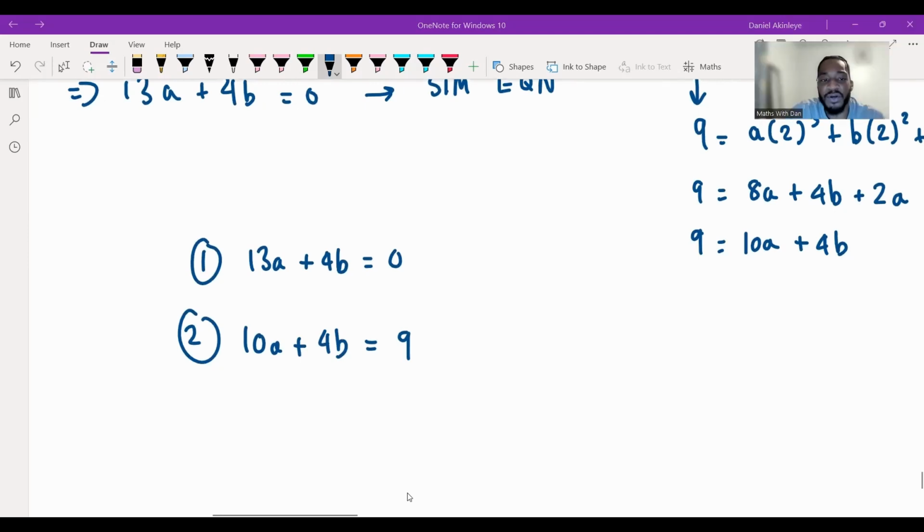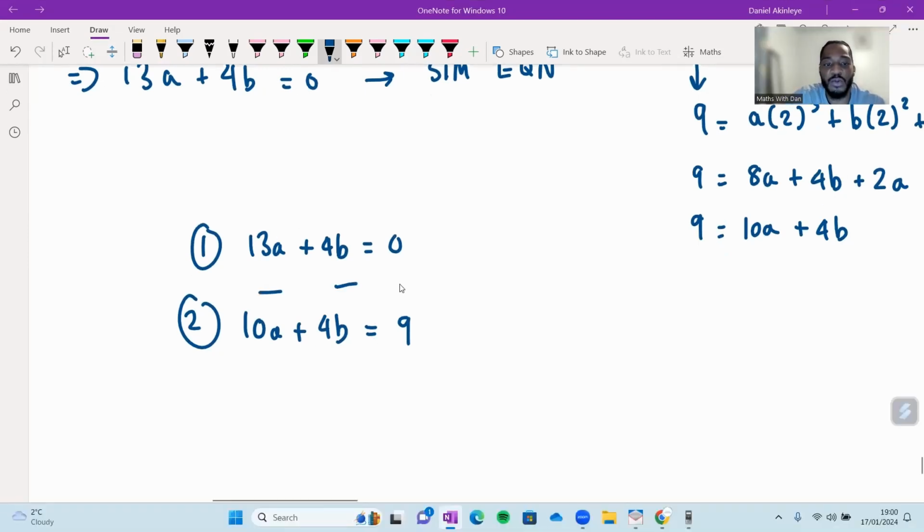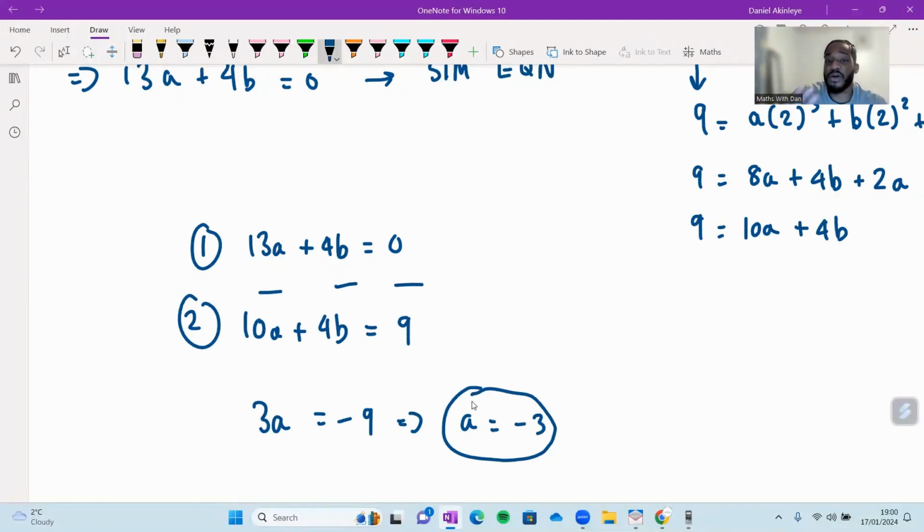But this one isn't too bad because all you can do is just say, well, let me just take these away from each other. I will have 3a here, 4b minus 4b is 0, and then this will be minus 9. And that tells me that a is equal to -3. So I now know what a is because it's a simultaneous equation. I'm just going to plug this into one of the equations. I'll plug it into the bottom one.